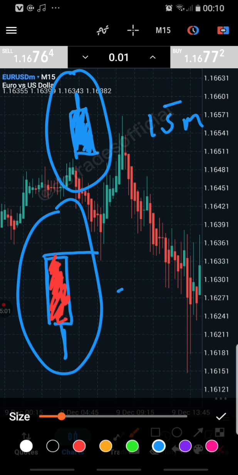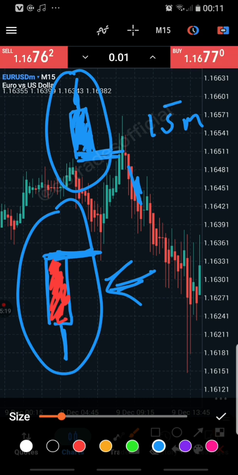So these are the kind of candlesticks we're looking for. In a case where the market is going down, that's red candles, we're looking for a flat head and a long tail. If the market is going up, we're looking for a flat bottom and a long tail. And note we are on the 15-minute time frame.